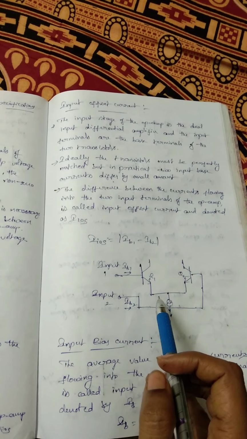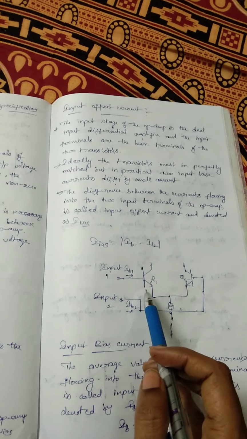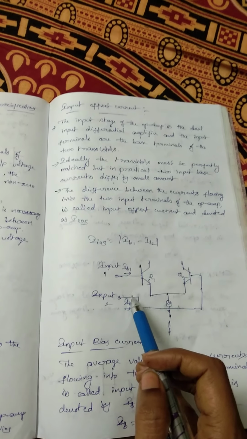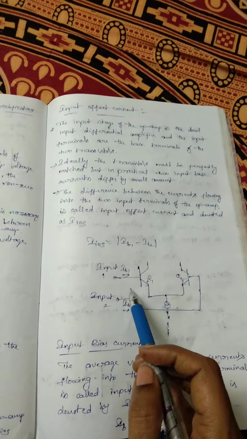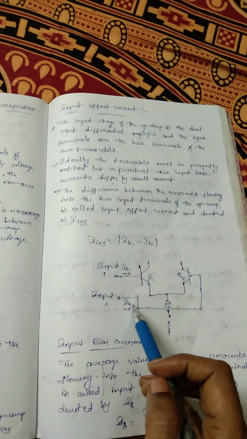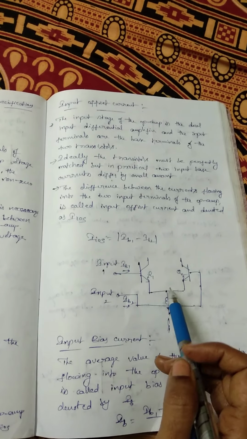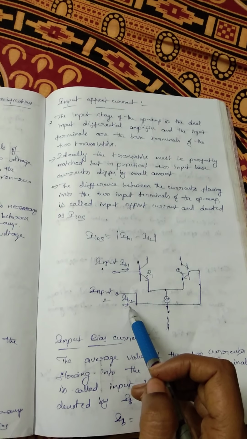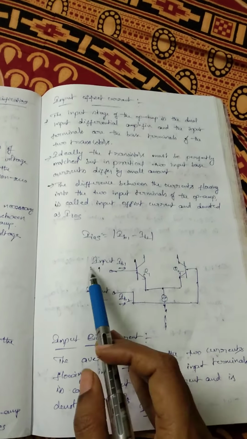Ideally, the transistors must be perfectly matched, but in practice, the two input base currents differ by some amount. The difference between the currents flowing into the two input terminals of the op-amp is called input offset current and is denoted as IIOS. Mathematically, it is represented as IIOS is equal to mod of IB1 minus IB2.